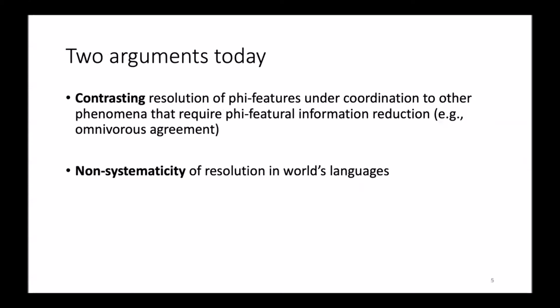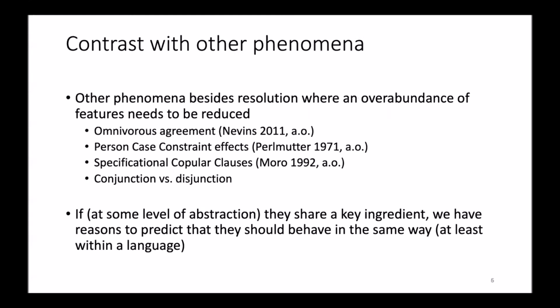So today I'm going to be using two lines of argumentation for this claim. The first one is a contrast between resolution of Phi-features under coordination and other phenomena that also require Phi-feature information reduction. For example, omnivorous agreement that I'm going to touch on today. And the second line of argumentation is the non-systematicity of resolution in world languages.